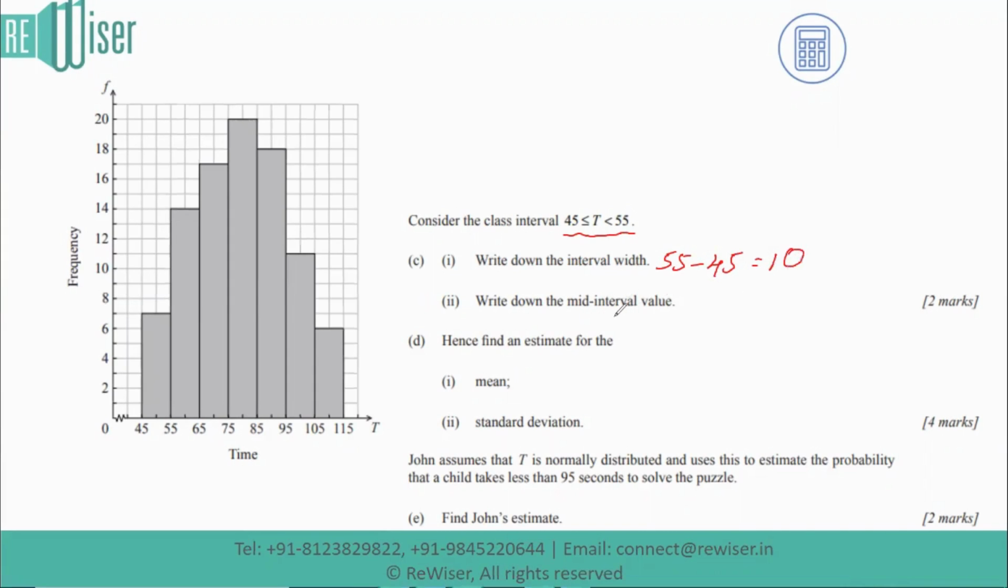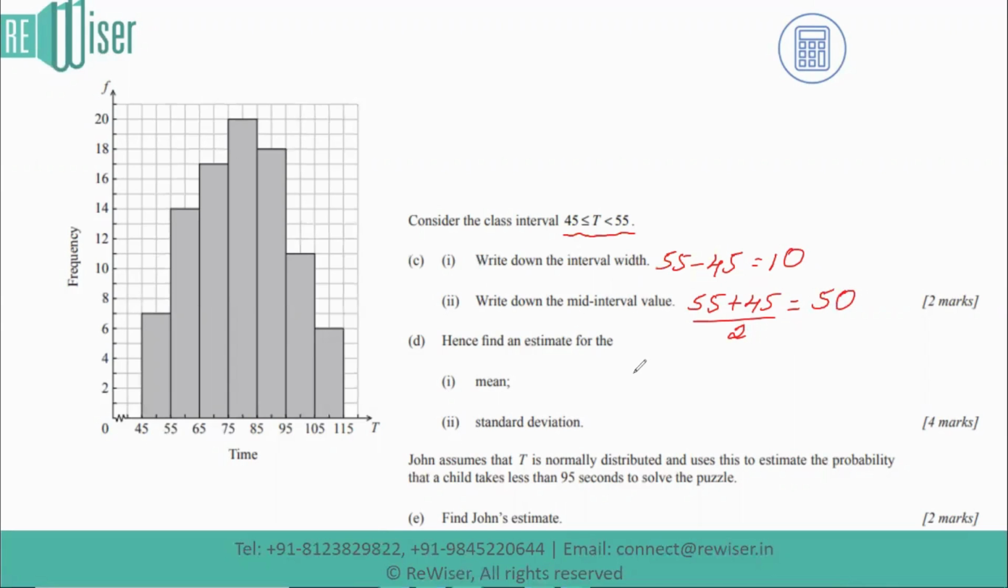Now write down the mid-interval value. For this, the mid-interval value means we just add them and divide by 2. So 55 plus 45 by 2, or basically 45 plus 55 by 2. This is 100 by 2, which is nothing but 50. So 50 is the mid-interval value.